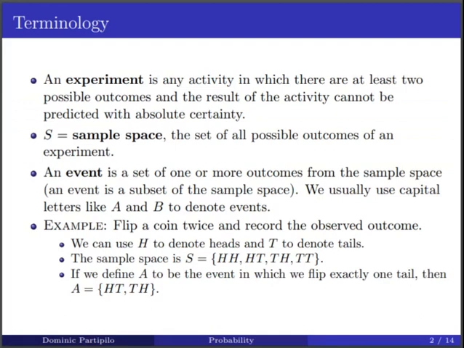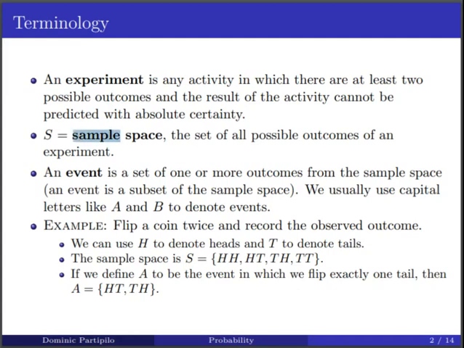An experiment is any activity in which there are at least two possible outcomes and the result of the activity cannot be predicted with absolute certainty. So an easy example of this would be if you flip a coin once. The act of flipping the coin one time is the experiment.